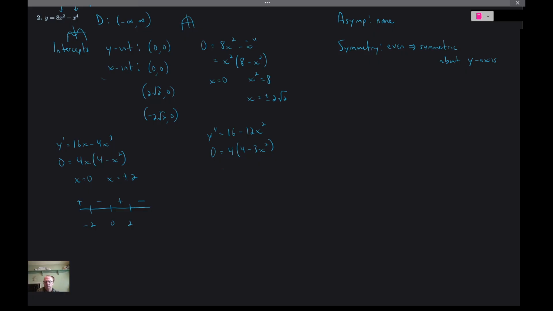Set that equal to 0. We get 3x squared equals 4. x squared equals 4/3, and then x is plus or minus 2 over square root 3. All right.